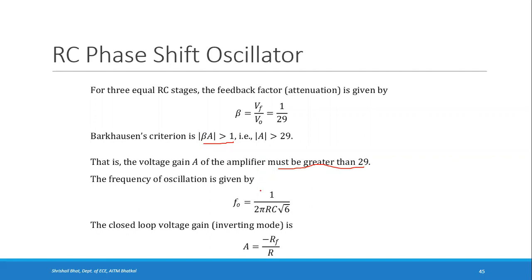Only then it can generate oscillations. Then the frequency of oscillation, even for this there is a derivation. So now we will just take this as a consideration. F naught, the frequency of oscillation, it is given by 1 upon 2 pi RC into root 6. Okay, so this is the equation. We will use it in our problems, in numerical examples.